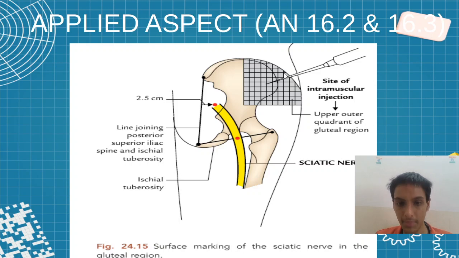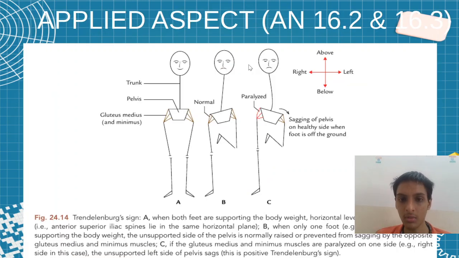Gluteus medius should be preferred, that is 2.5 centimeter above the anterosuperior iliac spine. Okay, so in that way you are not injuring the gluteus maximus. Okay, so remember that where is the intramuscular injection to be given? The gluteus medius muscle. Okay.